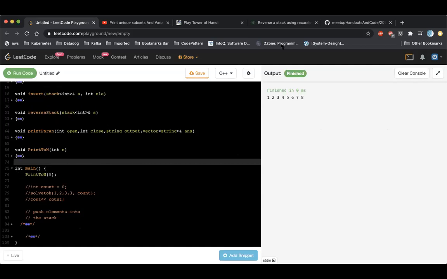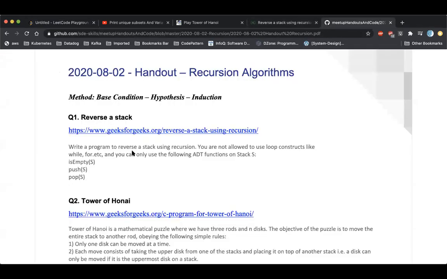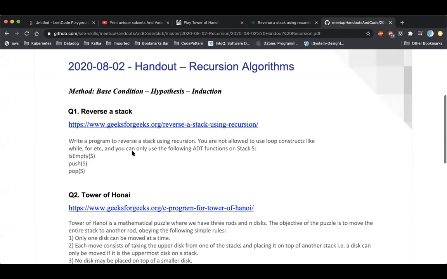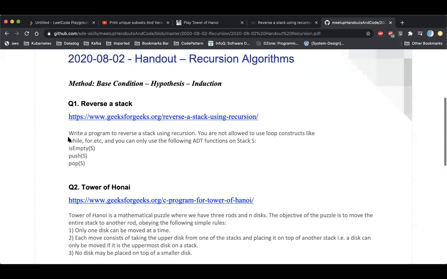that's also it's not a new problem. It's just the regular problem that we have seen, but it's just using this principle of base condition hypothesis induction, this method of solving the recursion problem, where you get in the cases where you actually reduce the input and solve the problem. So the first problem that we'll pick today is the reverse stack problem.